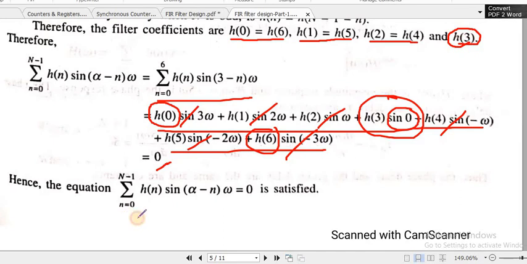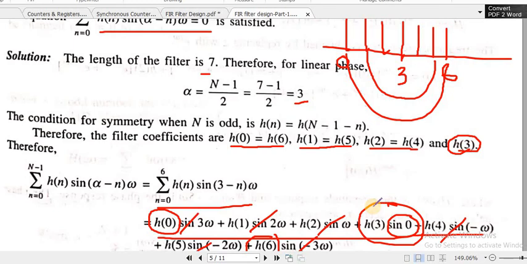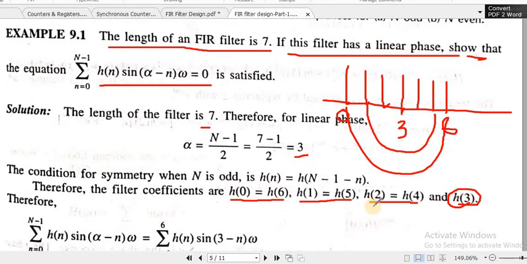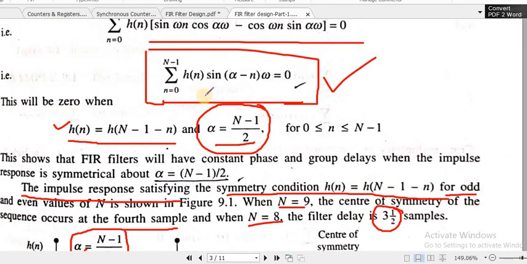So what is the result? This is 0, proved. Here we proved in the reverse way: we assume that the filter is a linear phase system and it is symmetric about the axis. If this condition is true, then this equation is true. But here what we did was say that this equation is true, then the filter response will be symmetric. So we proved these things in both ways.